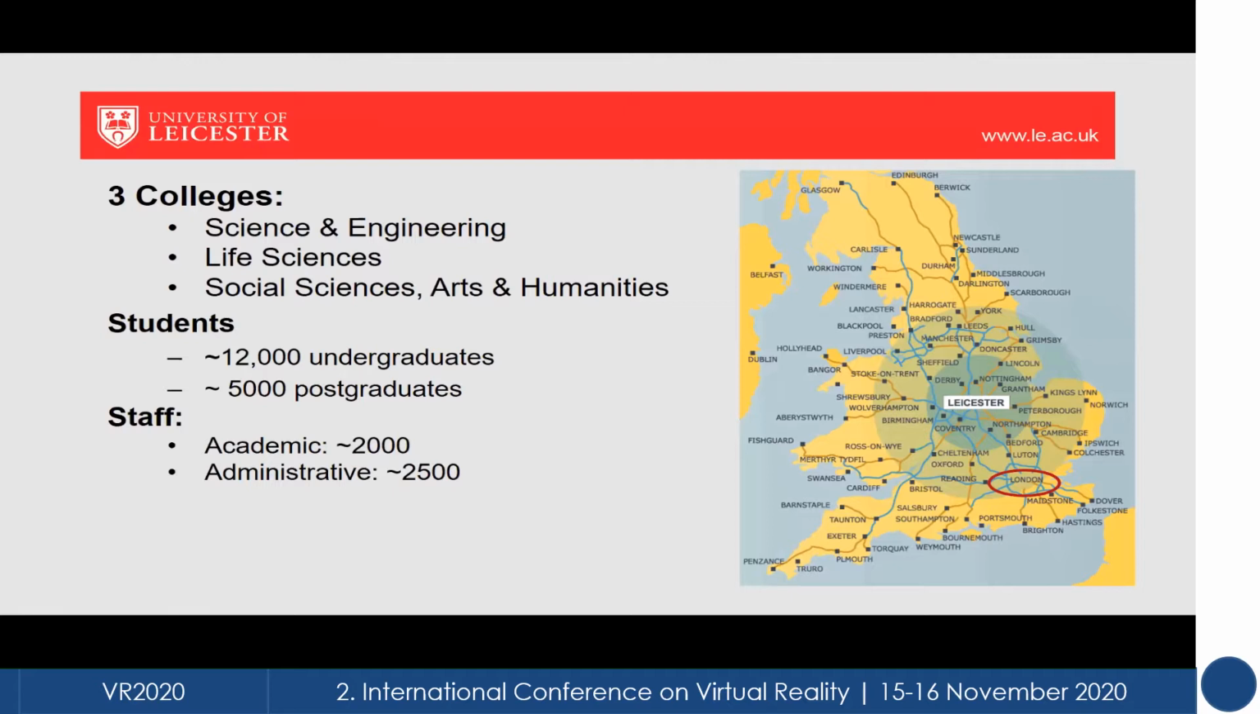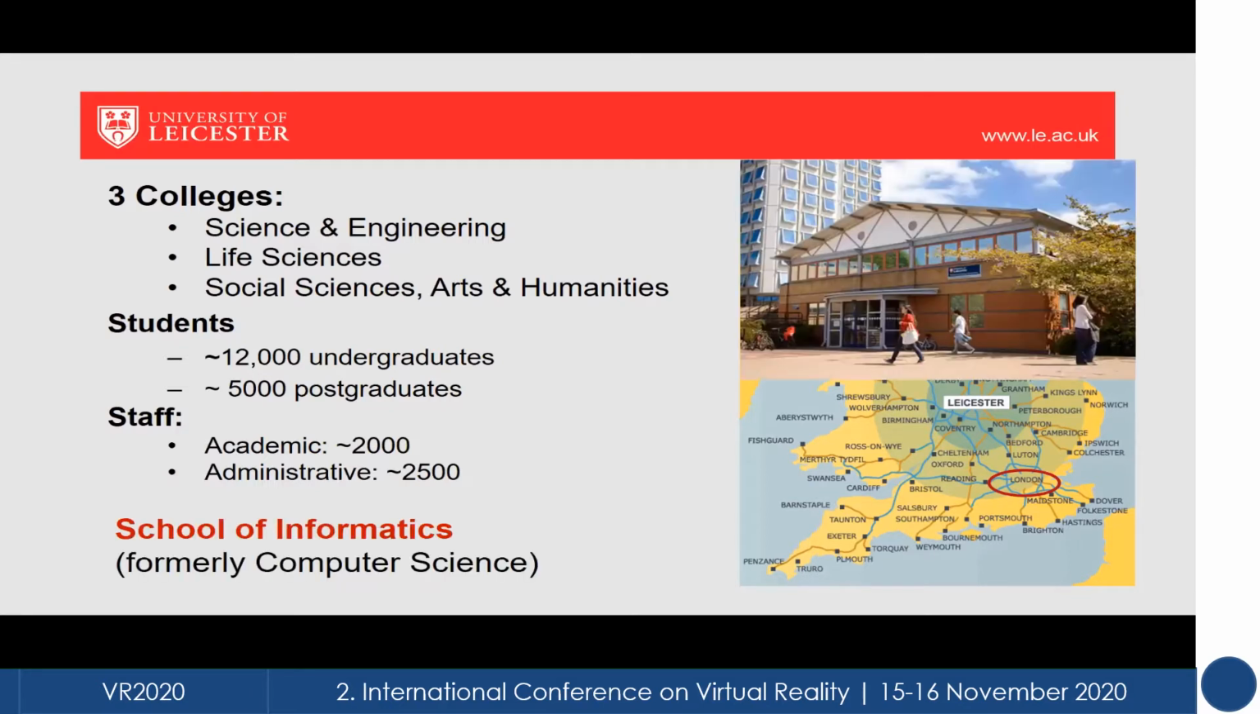Altogether we have about 12,000 undergrad and 5,000 postgraduate students. We also have academic staff and support staff. The School of Informatics is a relatively small department in the university, but we are very active in research and teaching.